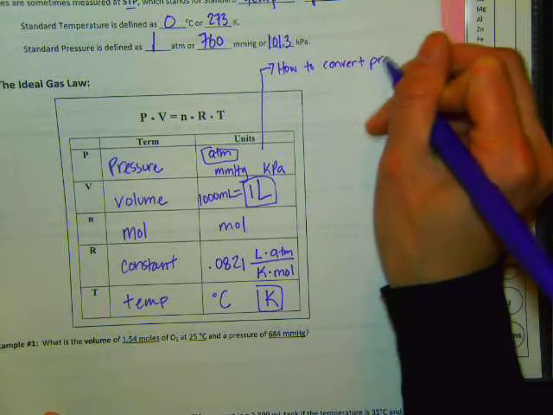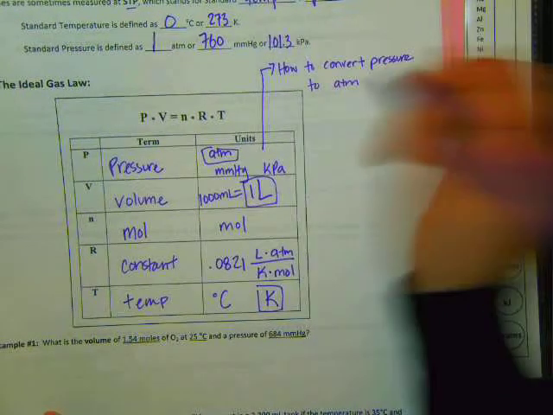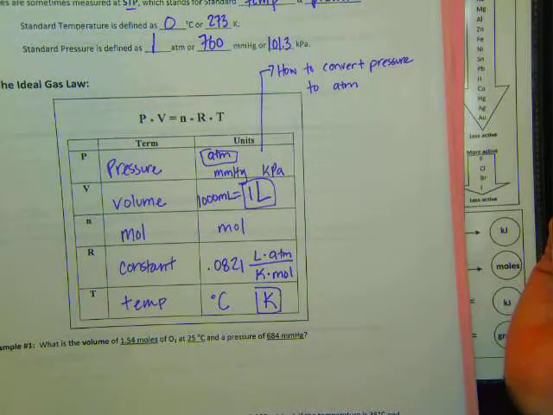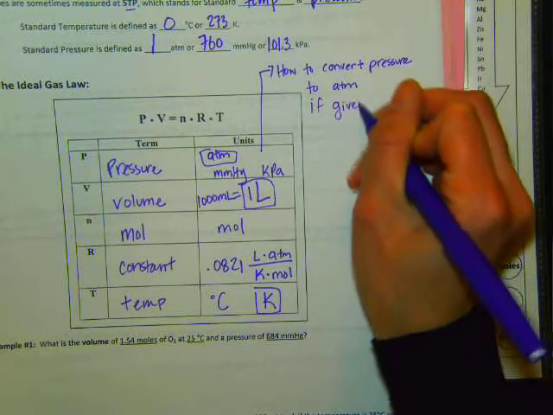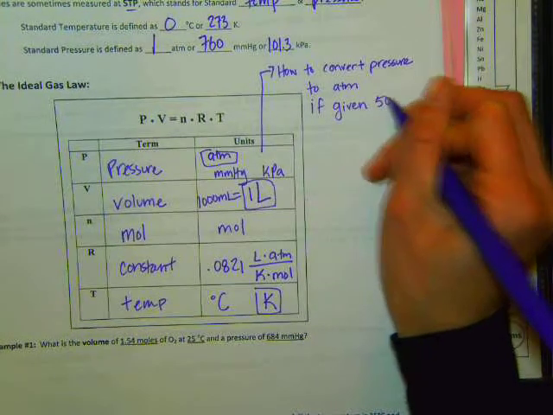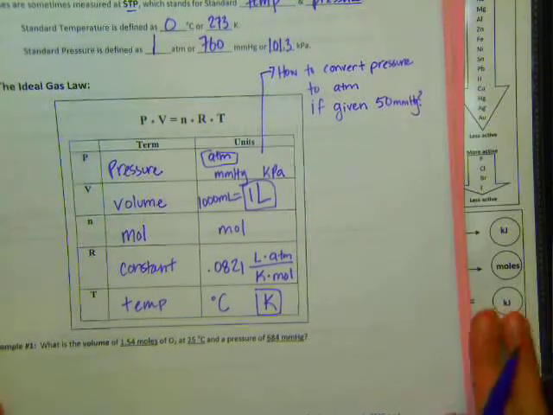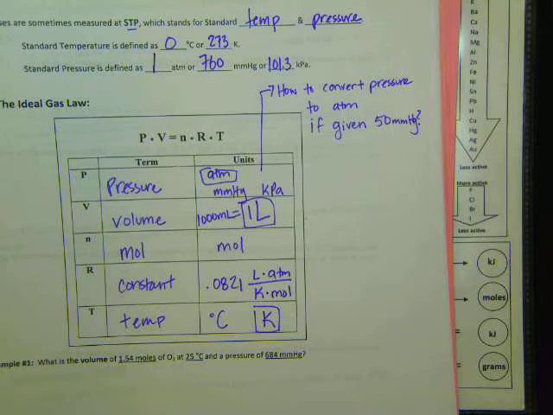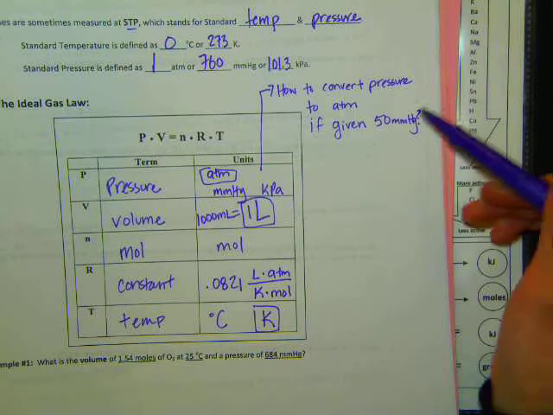pressure to atmospheres, okay? Because you will see that a couple times. If given, let's say 50 mmHg, okay? So here's your example. Again, if you get stuck and don't know what to do in your homework tonight, actually you won't get this Sapling tonight, that'll be next class, but this will help spark your memory.